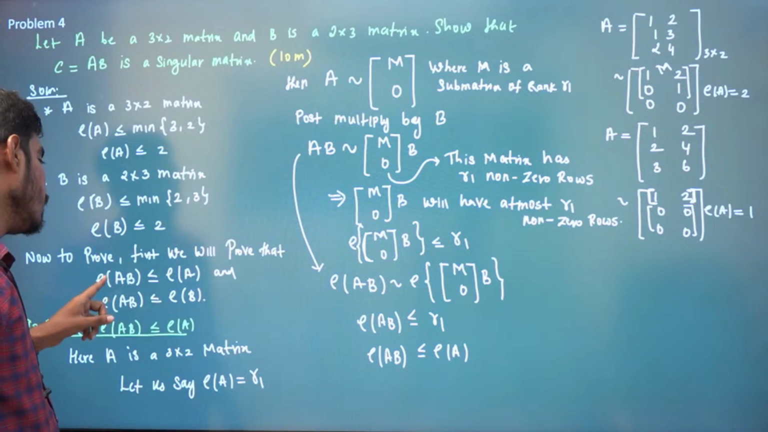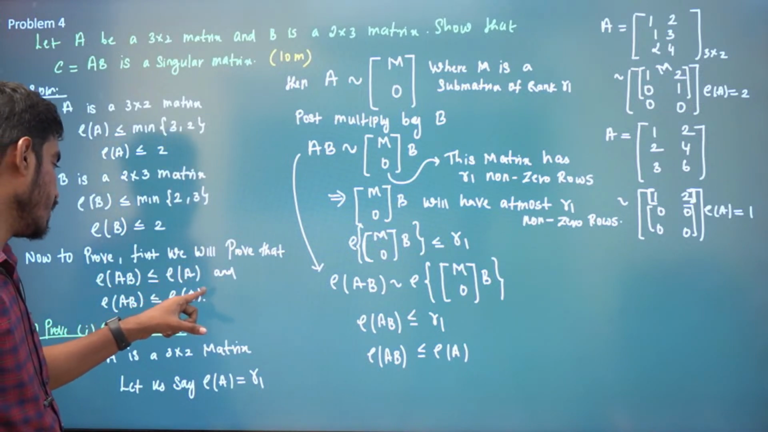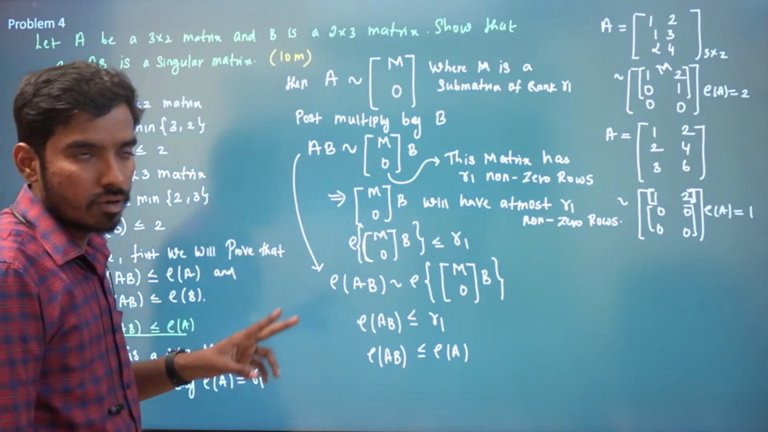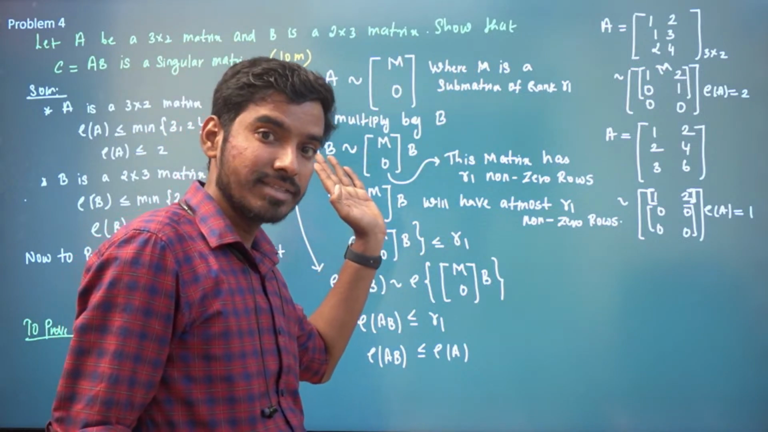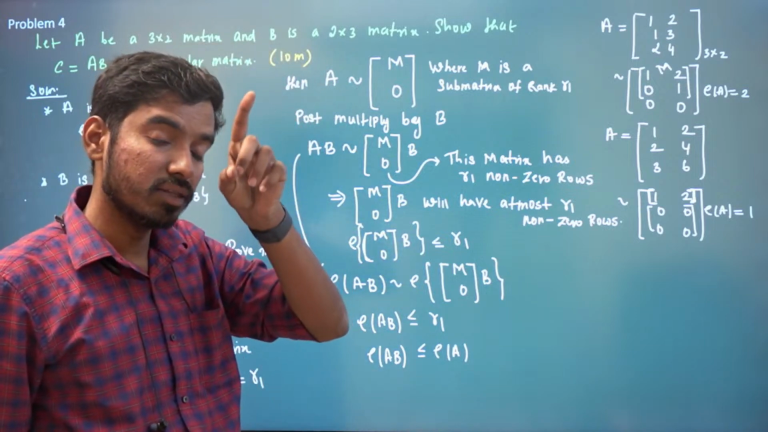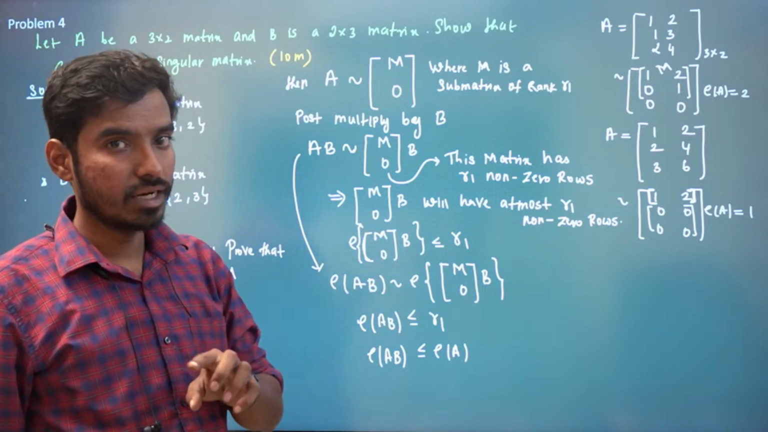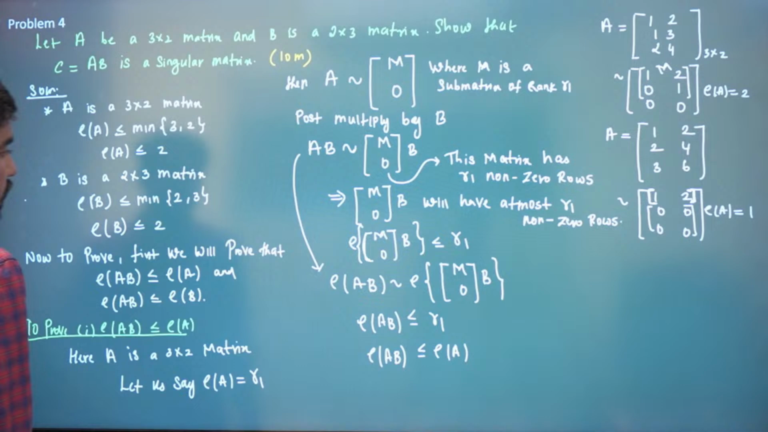We know that rank of A is 2 and rank of B is 2 again. So rank of AB is always less than or equal to 2. But AB is a 3 by 3 matrix, so the determinant of AB will be 0, because the rank is less than 3. So this is a singular matrix, right?